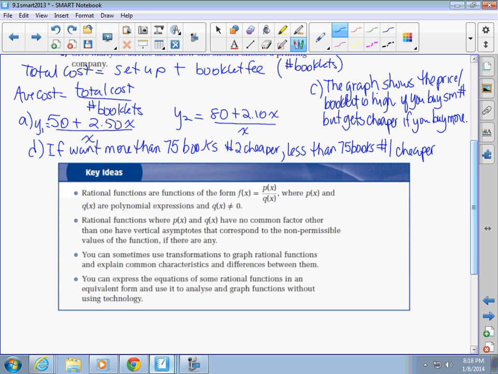You can use transformation sometimes to graph these functions and explain common characteristics. You can express the equation of some rational functions in the equivalent form and use it to analyze the graph. So that's like we did in that example 3, I think it was. The important thing to remember is your vertical asymptote is at x is equal to h when you have it in that form. Okay, and it doesn't matter if this is a squared or not on top of here, it's just the general form. Your horizontal asymptote is always going to be at y is equal to k.